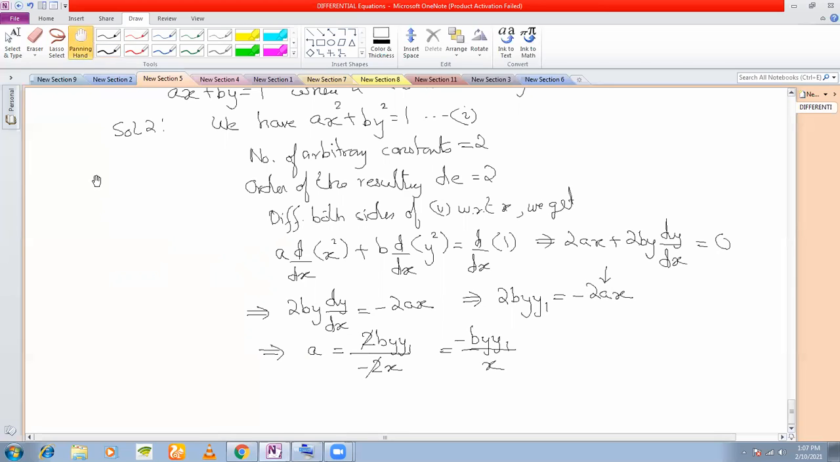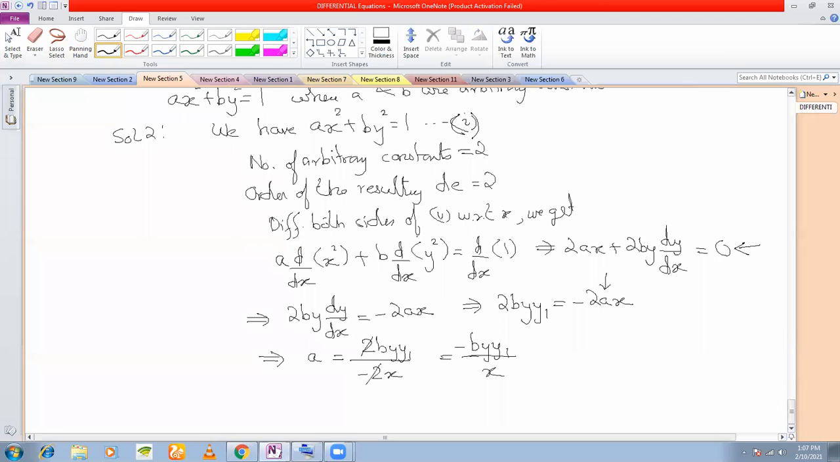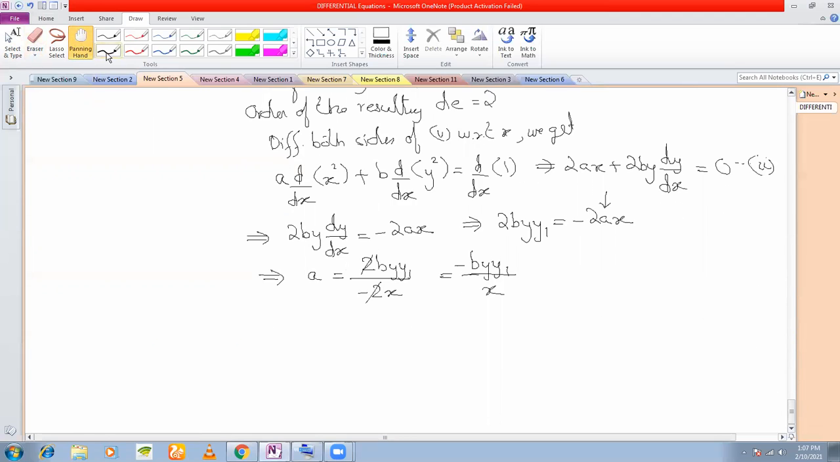Now we'll differentiate this one another time, to get the d2y/dx2. So let us call this as our 2. Differentiating both sides of 2, because we need to find d2y/dx2. That is why we are differentiating 2. Differentiating both sides of 2 with respect to x.